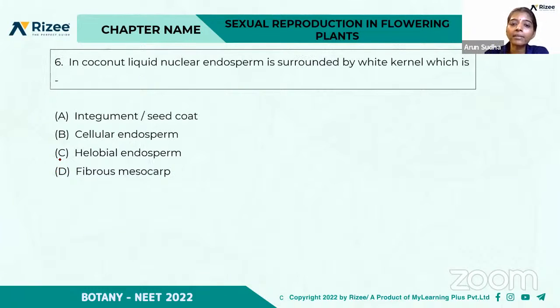In coconut liquid, nuclear endosperm is surrounded by white kernel, which is an integument or seed coat, cellular endosperm, lobial endosperm, or fibrous mesocarp. It is a cellular endosperm. First, there will be a nuclear endosperm, which is the liquid part, and that is surrounded by a cellular endosperm. So D is the right answer.